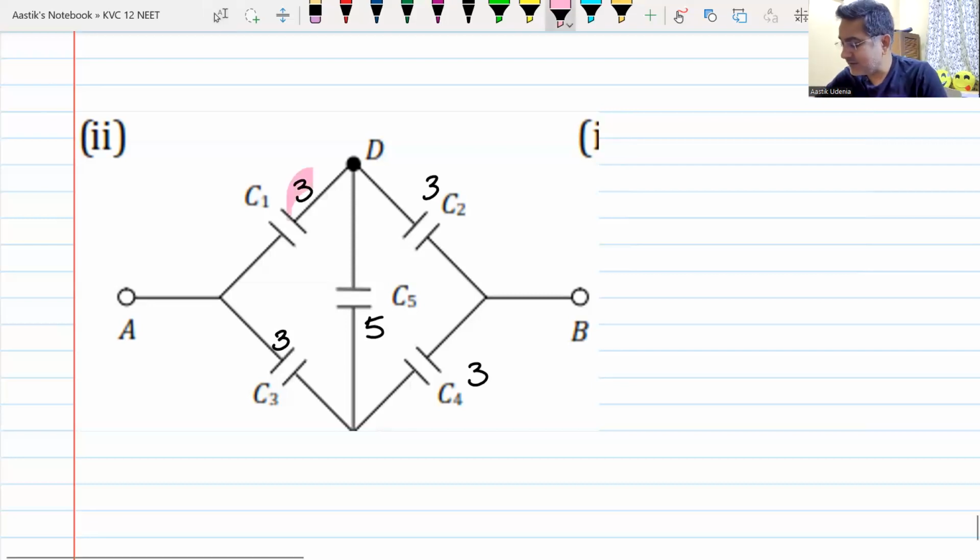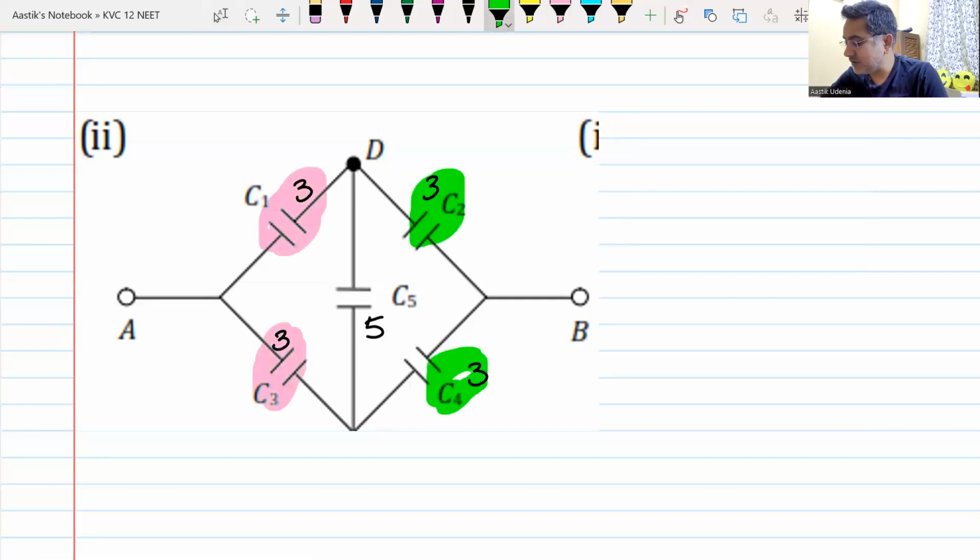Again, as you can see, this is 3, this is 3, this is 3. 3 by 3 is the same as 3 by 3. So this becomes a balanced Wheatstone bridge, so whatever is in between goes away.